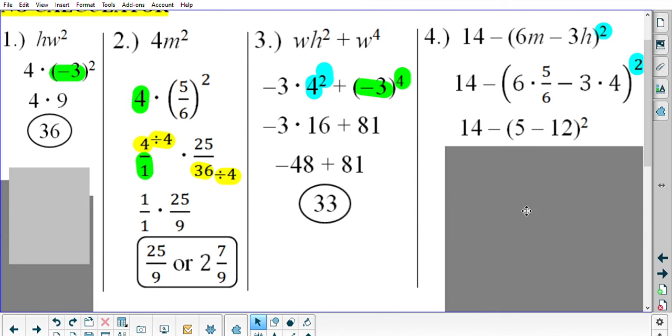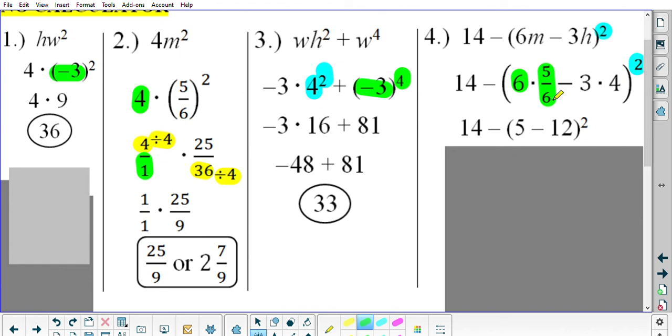There is a cool shortcut trick. If you ever have a whole number multiplied to a fraction, and the fraction has a denominator that is the exact same number as that whole number, or maybe that whole number is divisible by that denominator, like if it was 6 and 3, 6 is divisible by 3, then a shortcut is you can divide the whole number by the denominator and then multiply that answer times the numerator. 6 divided by 6 is 1, times 5 is still 5.